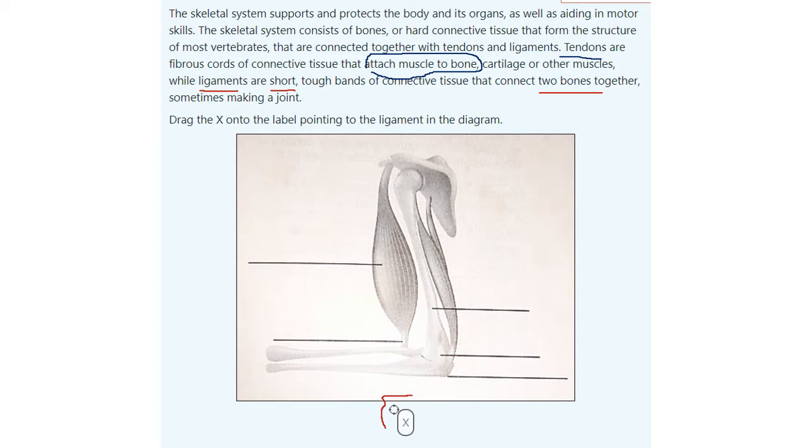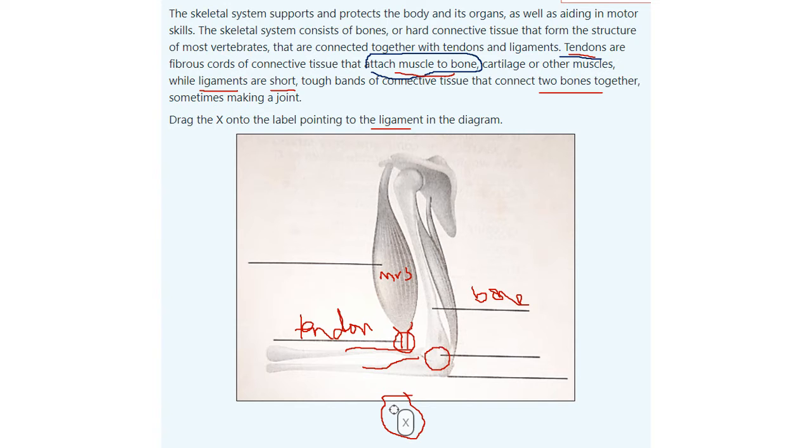So we need to drag the X onto the arrow that is pointing to the ligament. Well, a ligament joins two bones together. This one would be a muscle, so it's not this one. This one would be the bone, so it's not this one. It's difficult to see, but we kind of have the end of the muscle being joined to the next bone. So this that is joining the muscle to the bone would be a tendon. So it's not that one either.